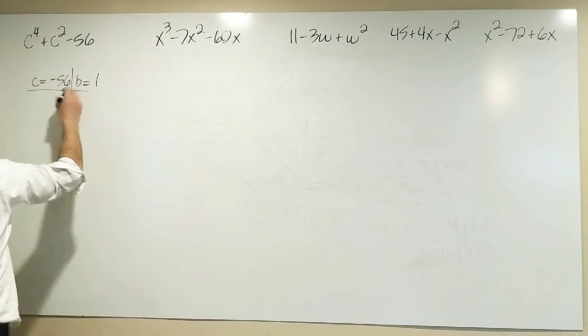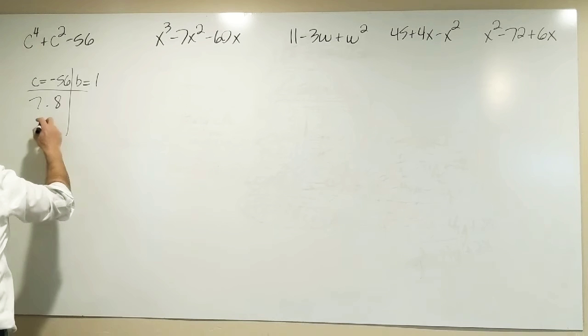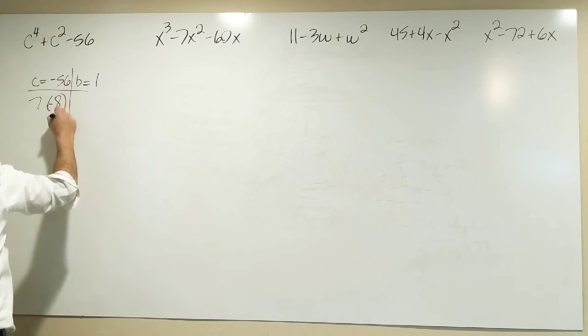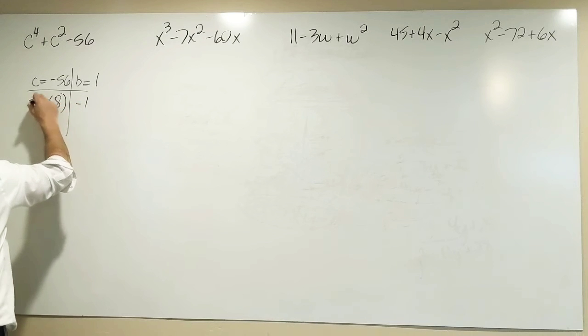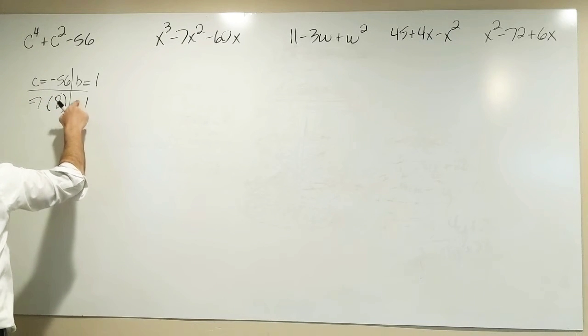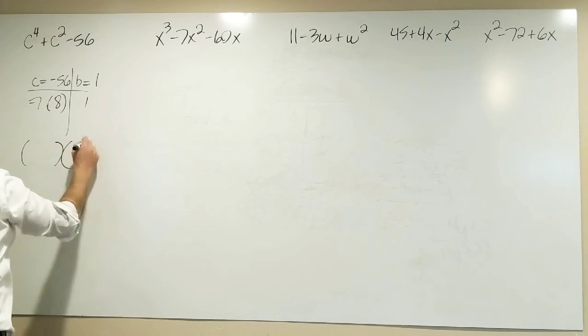That's right, okay? 7 times 8 makes 56. 7 times negative 8 will make negative 56, but when added together would make negative 1. So we need negative 7 and positive 8. That would make negative 56, but when added together would make 1. Then we can make our parentheses and our parentheses.